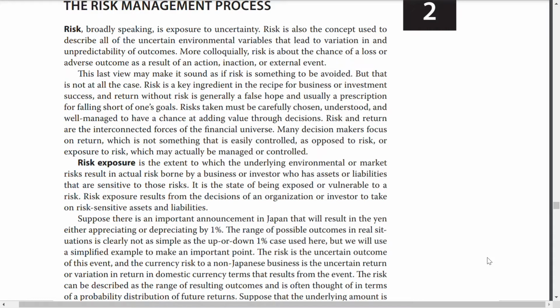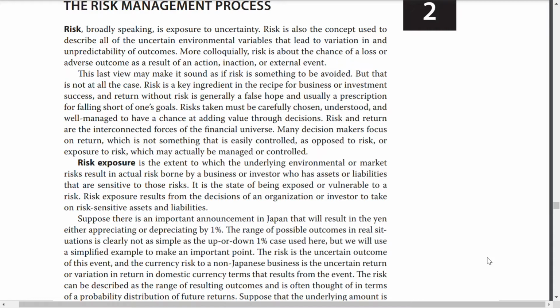Risk and return are the interconnected forces of the financial universe. Many decision makers focus on return, which is not something that is usually controlled, as opposed to risk or exposure to risk, many of which may actually be managed or controlled.